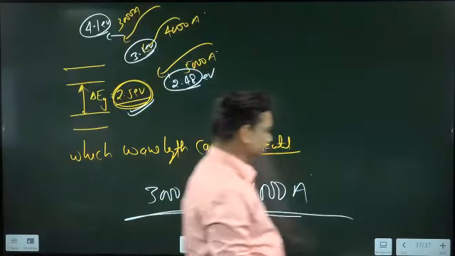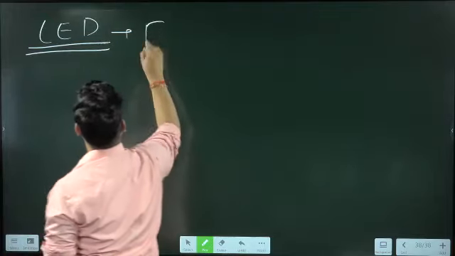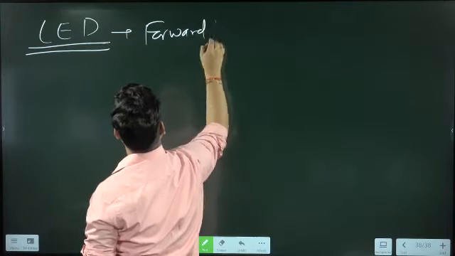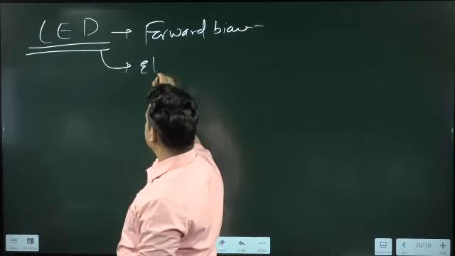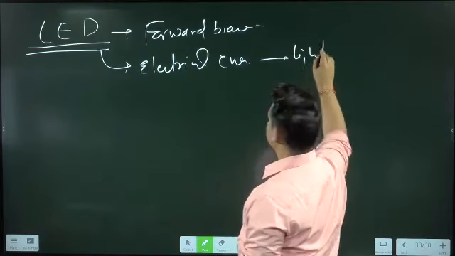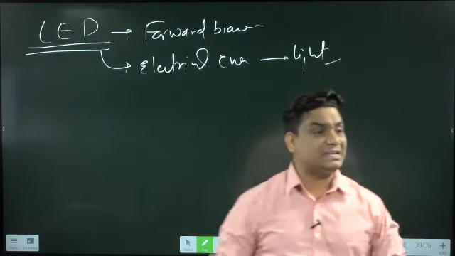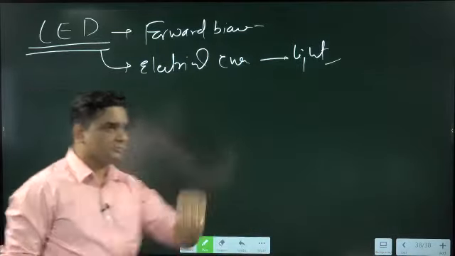Okay. Now next one, we have the LED. Everyone knows the full form, light emitting diode, used in forward bias. Electrical energy will be converted into light here. Some light will be emitted. It is going to emit the light.